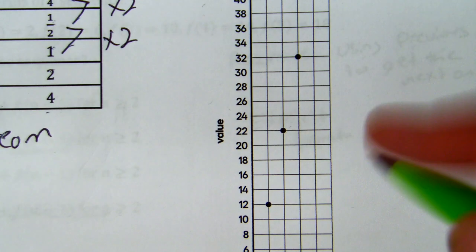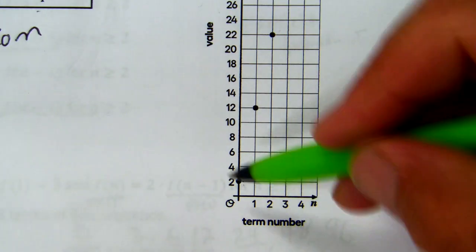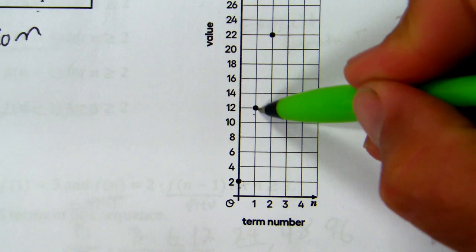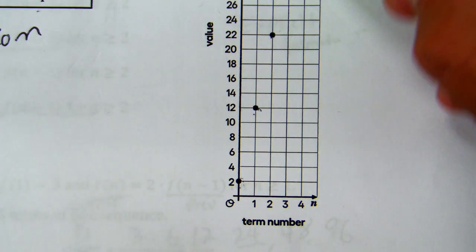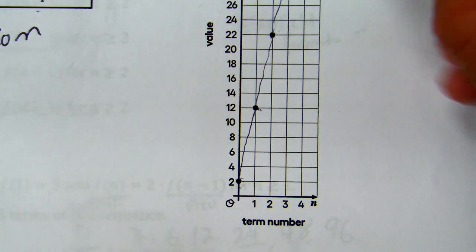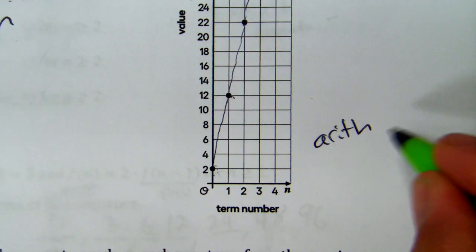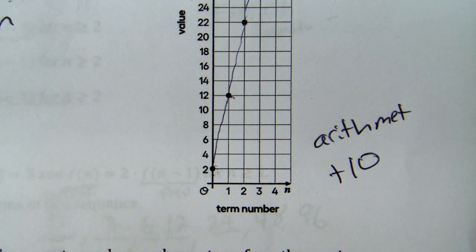Let's see here. Let's see what happened here. Term number, 0th term was 2. The first term was 12. The second term was 22. It looks to me like they're adding 10 every time. And by the way, arithmetic sequences look like lines. Okay, so this is going to be arithmetic. Looks like we're adding 10 every time.